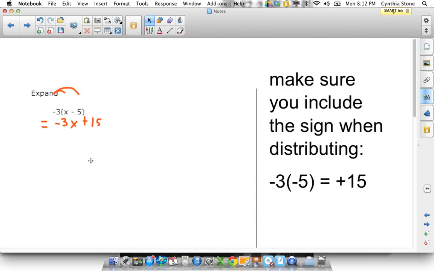Important skill, I'm just going through some examples to show you the different things you could run into. An important thing to know is that if there is a negative sign, in this case, out front, you have to include that in the multiplying. So this is minus 3. It's like minus 3 times x, so that's minus 3x. Minus 3 times minus 5 would be a positive 15. So this minus times this minus gives us the positive. 3 times 5 is 15. Just a little thing that you may or may not remember.